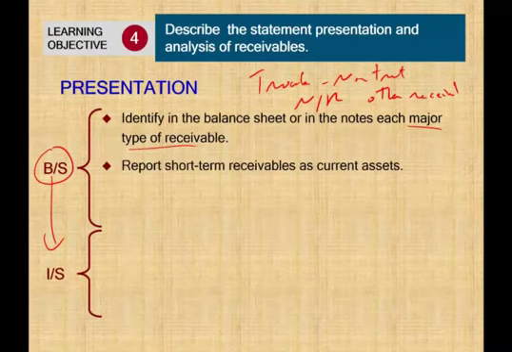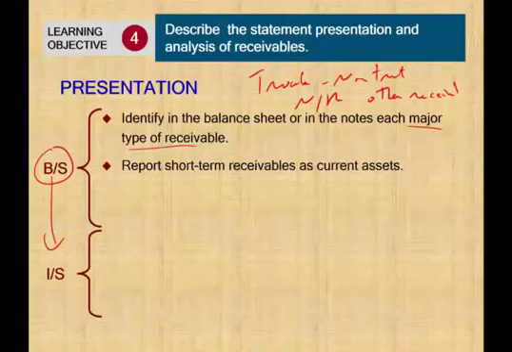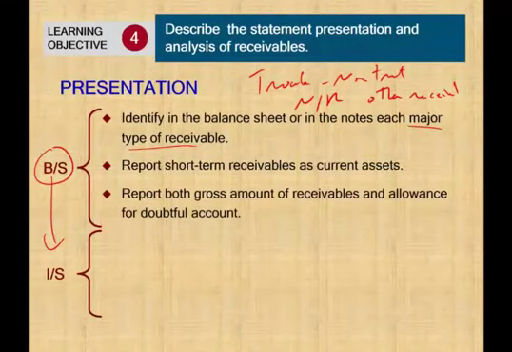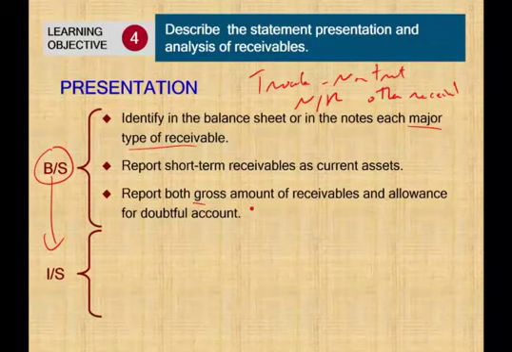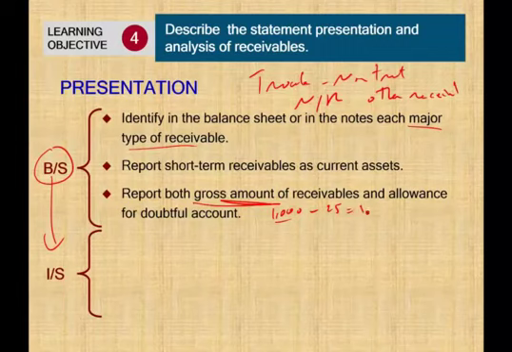Report short-term receivables as current assets, and most accounts receivable are short-term, therefore they are reported as current assets. Report both the gross amount of the receivable as well as the allowance. For example, if $1,000 is the gross amount, and the allowance is $25, we show both. The 1,000 minus the 25 gives us 975. And remember, that's called the cash realizable value or the net realizable value. Those are three main things.